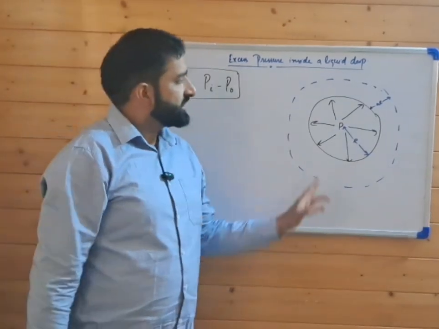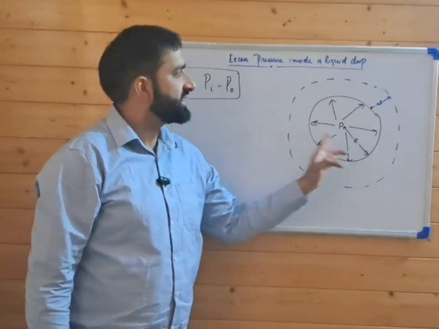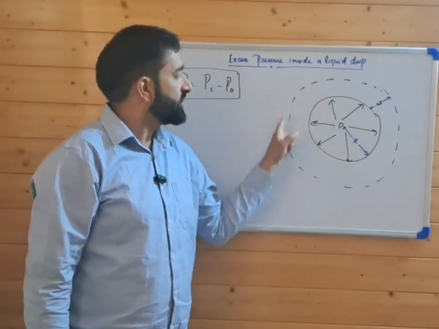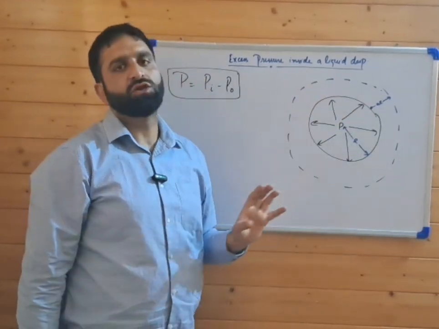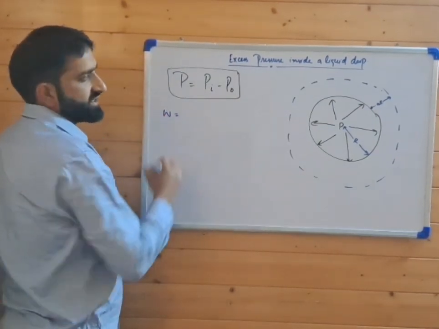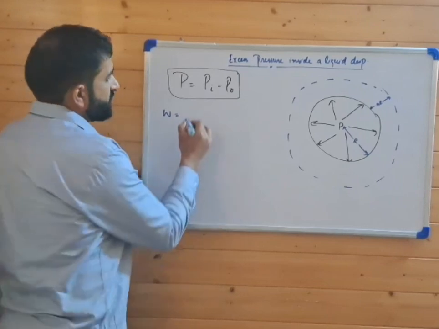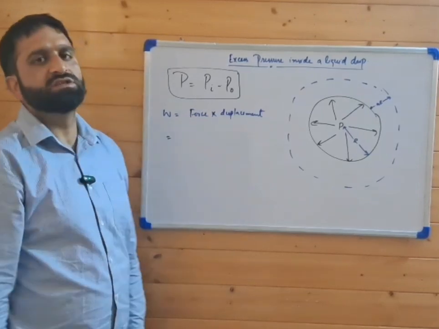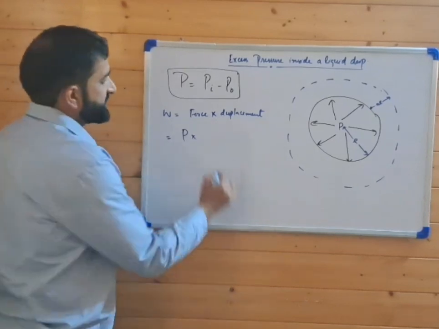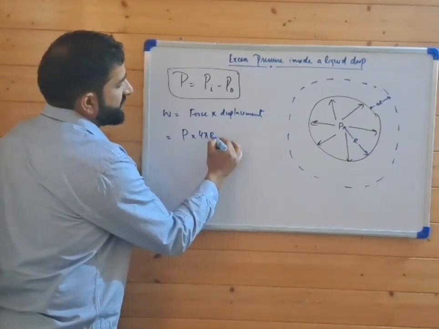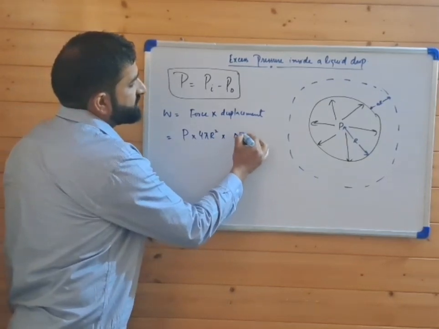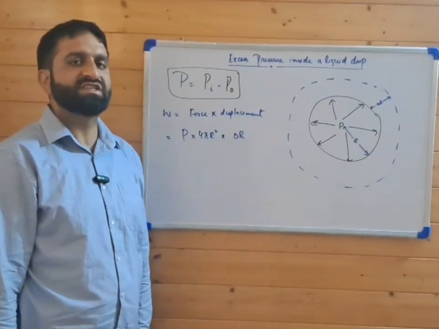Now let us consider that, due to this excess pressure, there is a small increase in the radius of the drop. So the new shape of the drop is shown by the dotted lines. Now the work done by the excess pressure is equal to force into displacement. The force is pressure into area. The excess pressure is P and the initial area of the drop is 4 pi r square, as r is the radius of the drop, and the displacement is delta r, that is the increase in the radius.